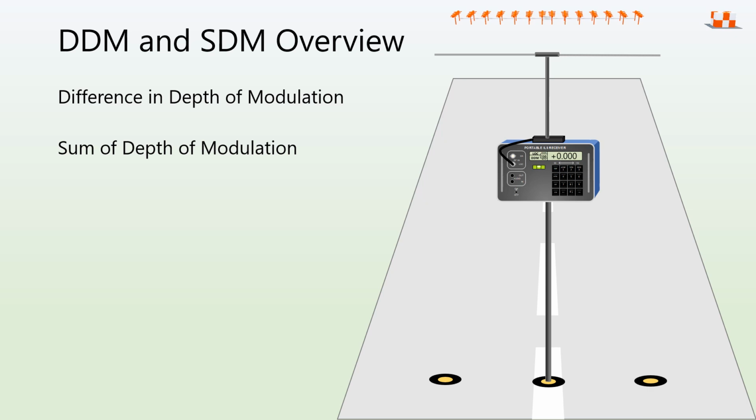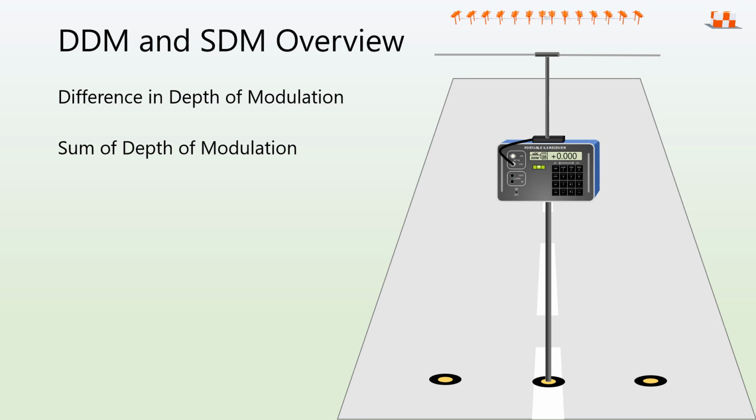As an ILS technician, there are two important terms you should know. They are DDM, or difference in depth of modulation, and SDM, or sum of depth of modulation. They are measured on a portable ILS receiver and are the resulting sum and difference modulation levels between the 90 Hz and 150 Hz frequencies in the CSB signal.